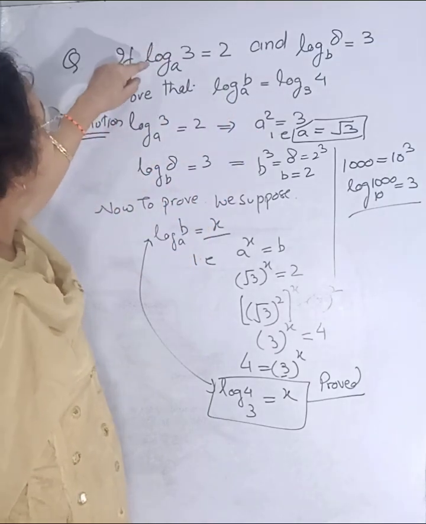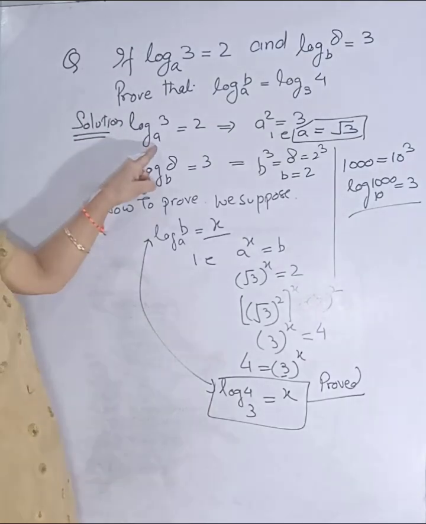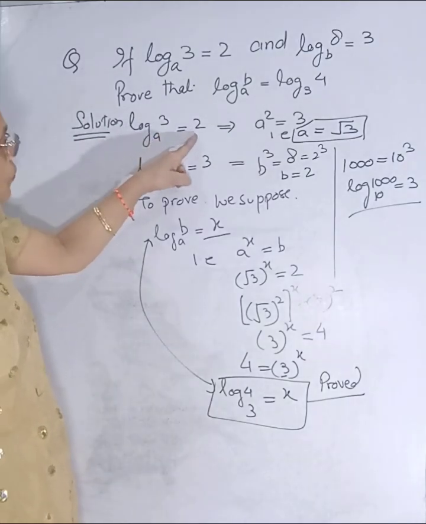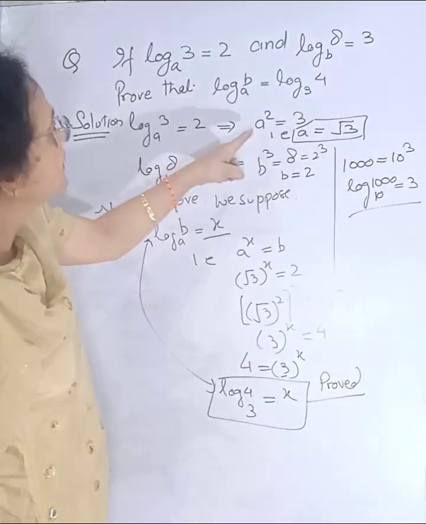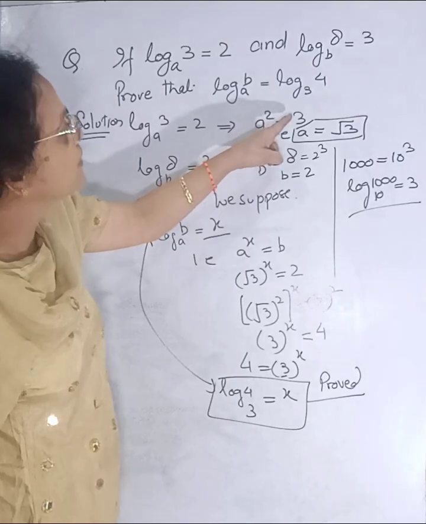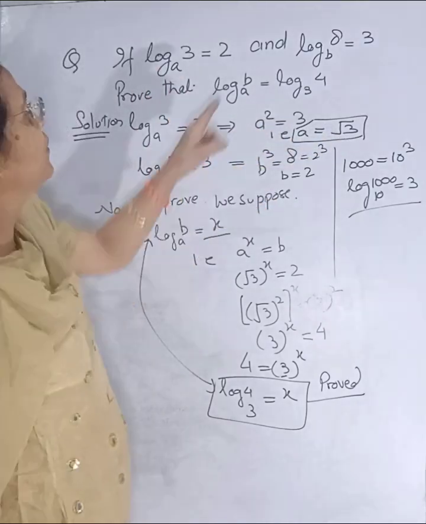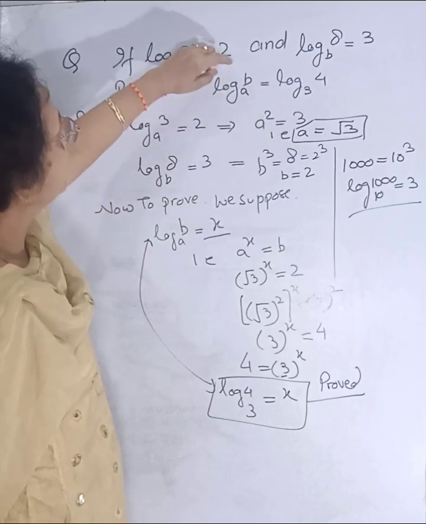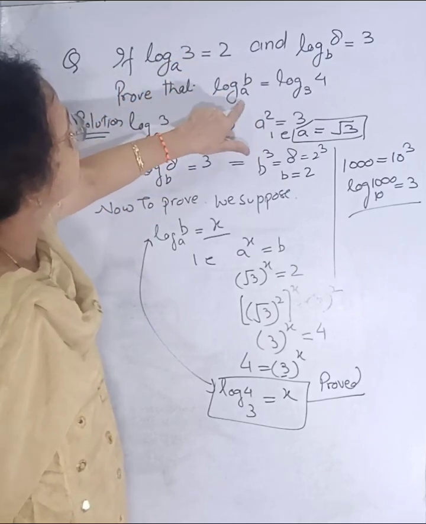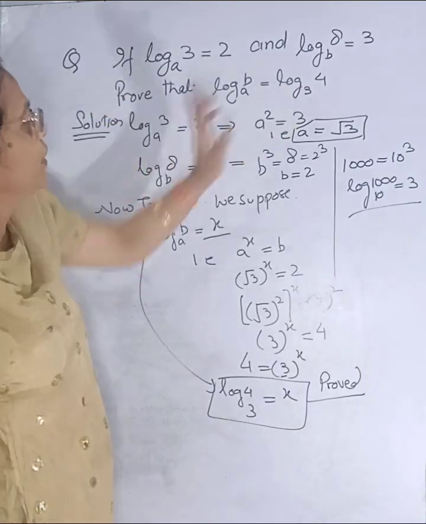In order to find the value of a, b, हमने क्या लिया है? The log of 3 to the base a is equal to 2, which can be written as a to the power 2 is equal to 3. It means a square is equal to 3. It means a is equal to root 3. First condition, a की value पता चल गई. We can put the value of a in this equation in left hand side in order to get this value.